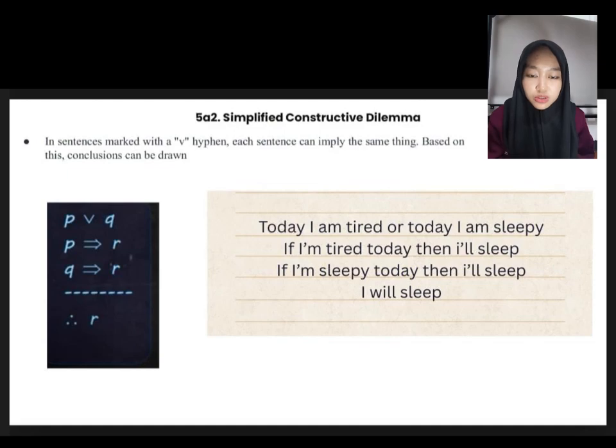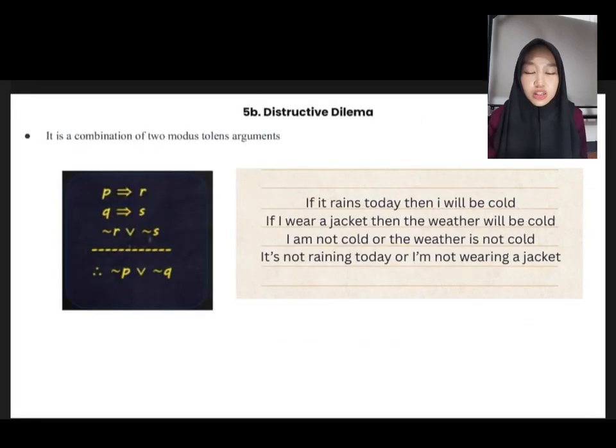If I am tired today is P, then I will sleep, this is R. If I'm sleepy today, this is Q, then I will sleep. So the next material is constructive dilemma.